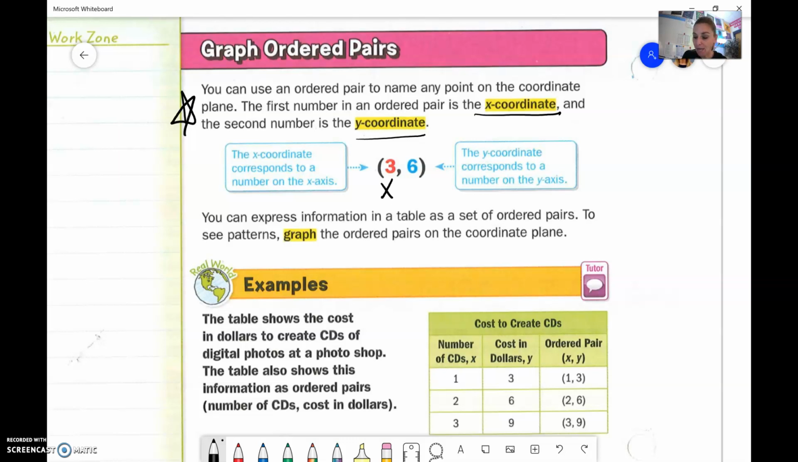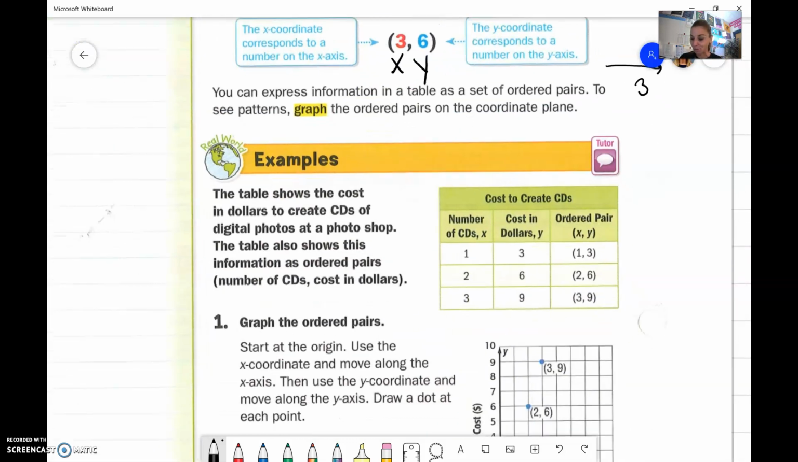So this is my x, and this is my y. If I was on a coordinate plane, this ordered pair of 3, 6 would be over 3 and then up 6, and that's where my ordered pair would be. Keep that in mind: x before y. X always comes first, just like in the alphabet. It's crazy. It's not a coincidence. It's math. That's the cool thing about it.